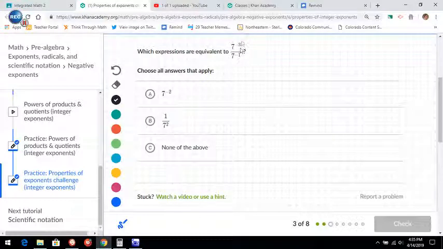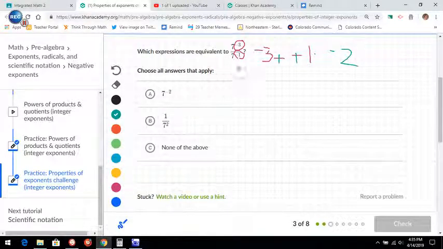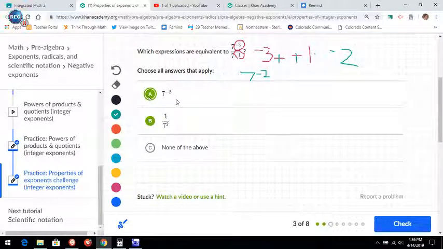Okay, I'm dividing, which means my shortcut is subtract those exponents. So negative 3 minus negative 1. Be careful when you're subtracting a negative. Negative 3 minus negative 1 turns into negative 3 plus 1, which is negative 2. So this is going to be 7 to the negative 2, which would be 1 over 7 squared, which is the same thing as 7 to the negative 2. So both of those.